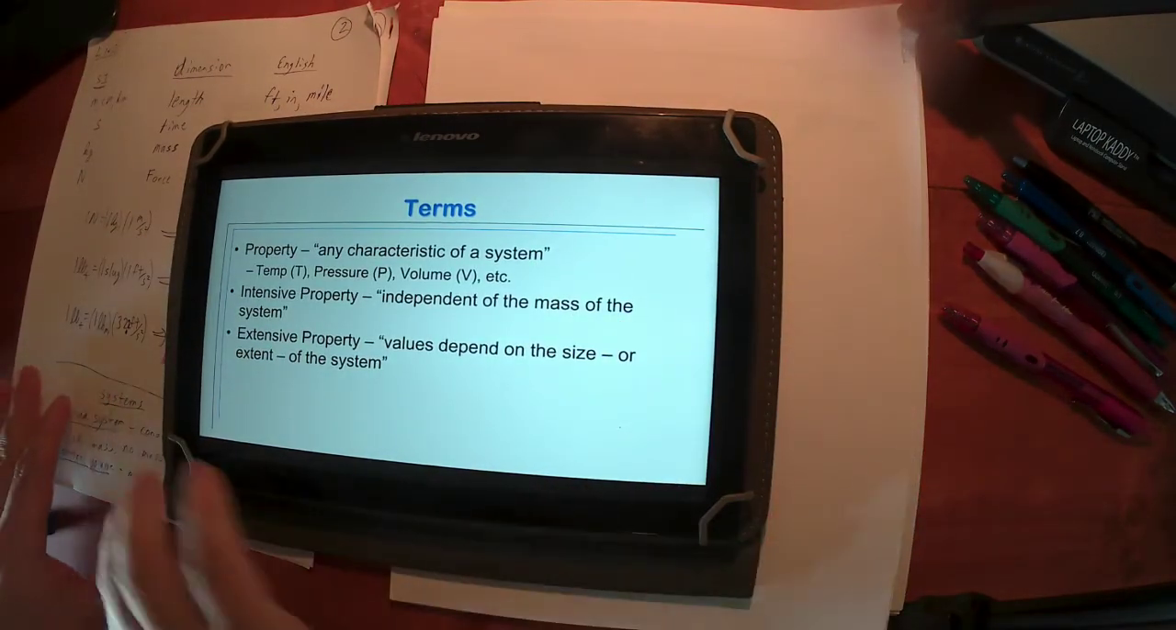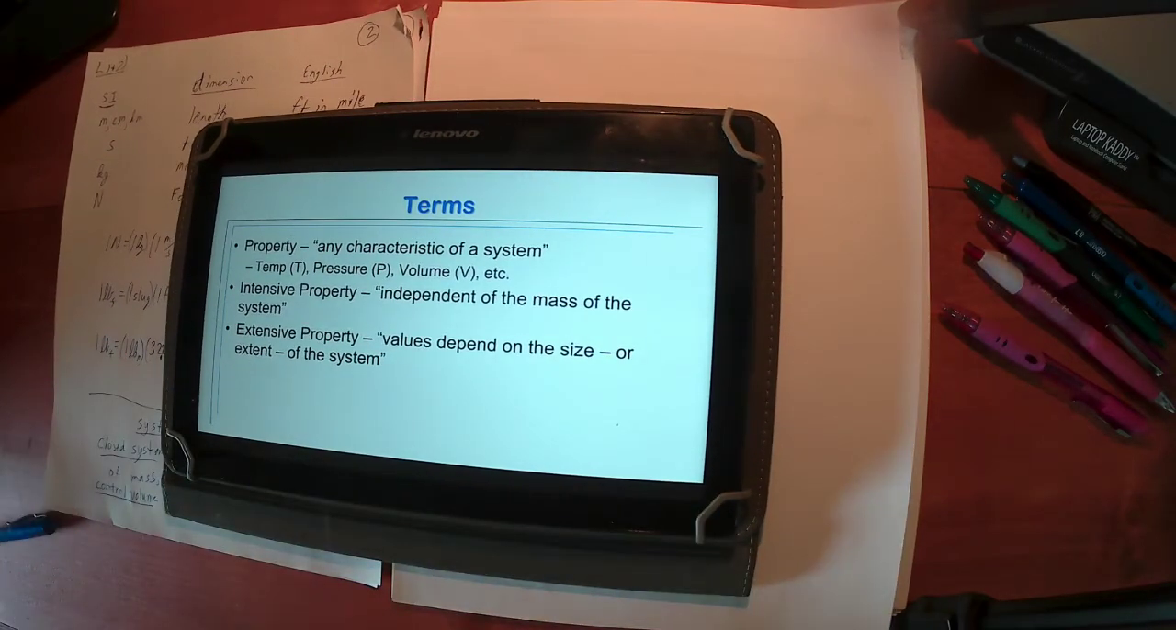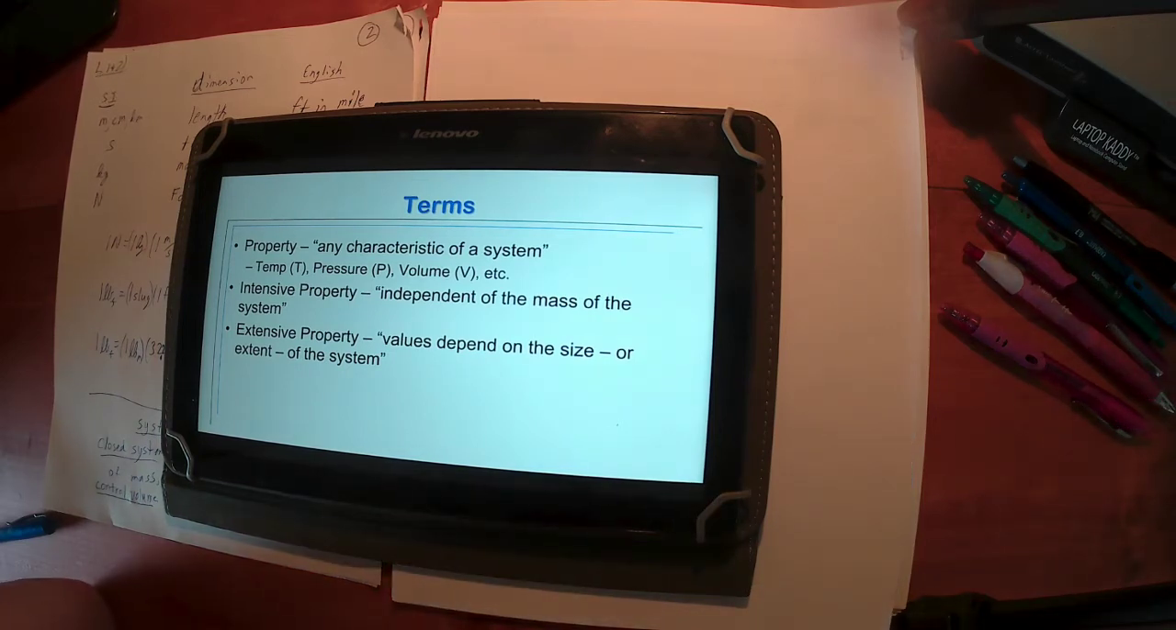Okay, so again, some terms that we absolutely have to talk about, as I mentioned in the previous video. I'm not going to talk about all the terms we need to in Chapter 1, we just don't have time, but some terms we absolutely have to talk about. Property. Property is kind of like a dimension. Property is any characteristic of a system, something that we want to measure. So again, like a dimension. Common properties that we're going to be concerned with right now are temperature, pressure, and volume. Those are three properties that we can measure for our system rather easily.